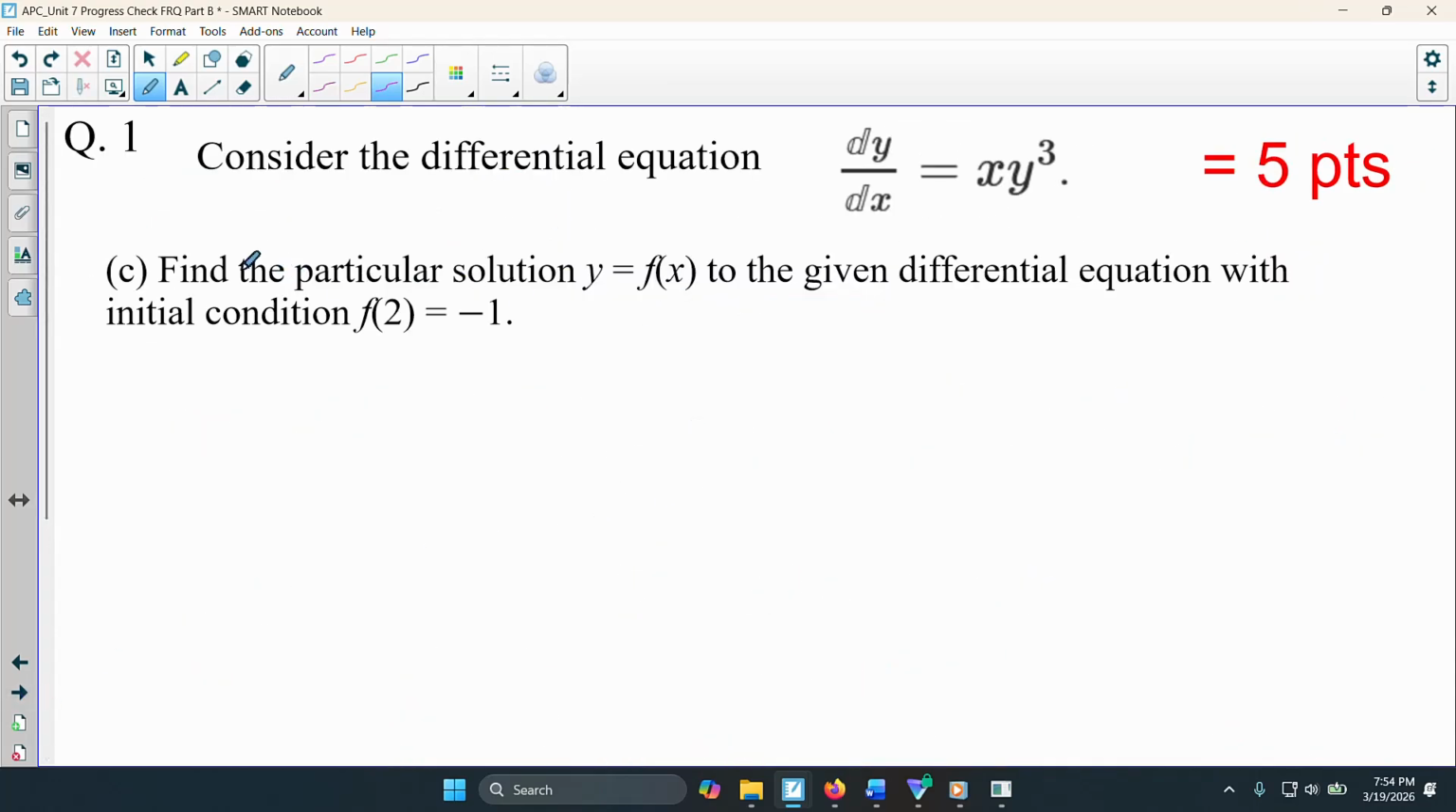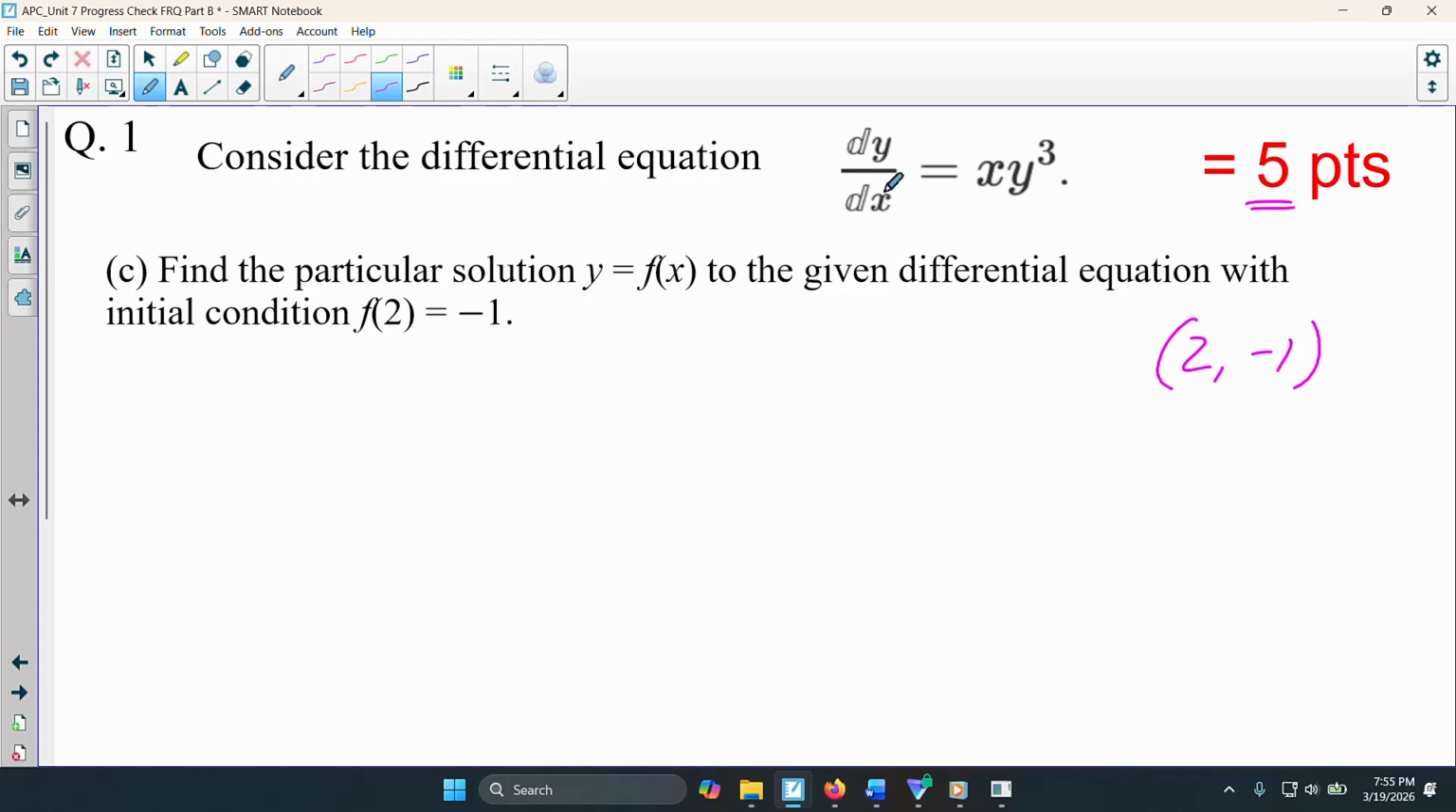Same problem. So given the differential equation, find the particular solution. They're giving you a point, an initial condition. So on the side, I'm going to write (2, -1). You don't need to write it, but it's just written explicitly right there. And we are finding the particular solution. Well, just by looking at this, you can do what here? It's 5 points. That's a lot. It's going to be a lot of work.